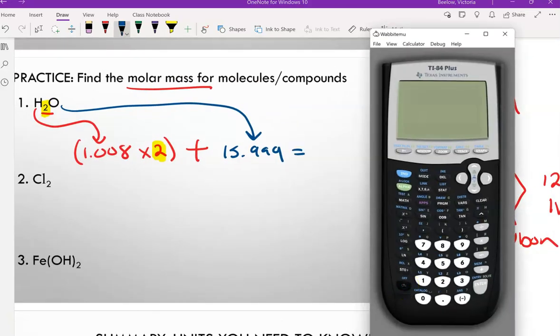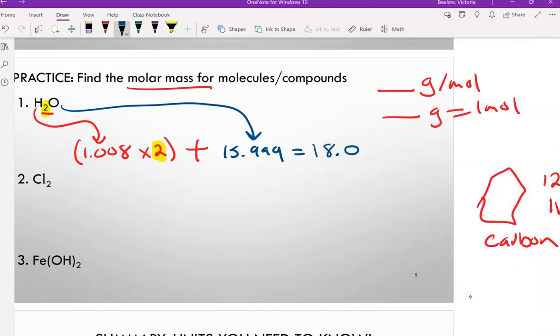And now we do the math. Just be careful of order of operations. I'm going to do my multiplication first. So 1.008 times 2 equals, and then I'm going to add my oxygen. And I'm just going to write this answer using 4 significant figures. So 18.0, we're going to round that 1 up to a 2. And remember, the proper units for molar mass are grams per mole.